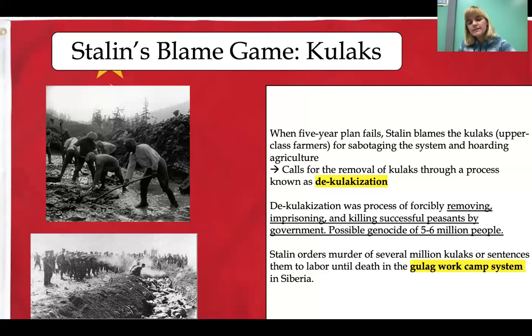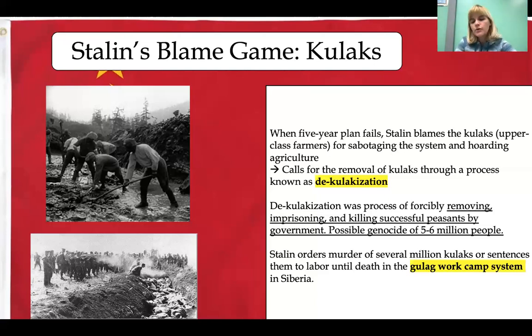Now, historians today aren't really sure how many of these kulaks were killed. People tend to argue whether or not this was indeed a genocide, but 5 to 6 million kulaks were likely killed in this process of dekulakization. So among all the genocides we've talked about in this class, we've got the Armenian genocide, and now we have dekulakization. Now, not only were these kulaks murdered because of the government, some of them were sentenced to hard labor until death.